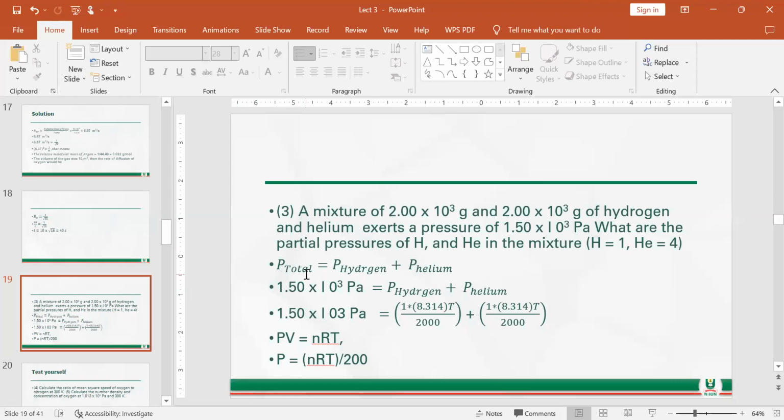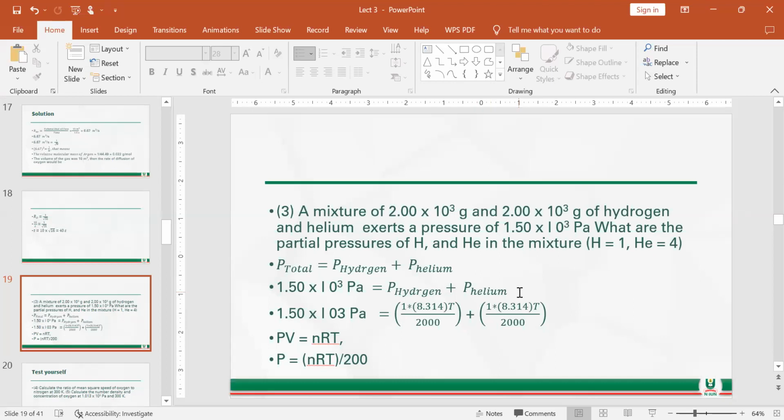So now you see, based on Dalton's law, the Dalton law said that when gases that do not react chemically combine, the total pressure is the sum of the individual partial pressures. That means since helium and hydrogen will not react here, the total pressure exerted by the mixture of the gas will be the pressure of hydrogen plus the pressure of the helium. So now you are asked what are the partial pressures of these gases. The total pressure exerted was 1.50 times 10 raised to the power of 3 Pascal. So that will be equal to the pressure of hydrogen plus the pressure of helium.